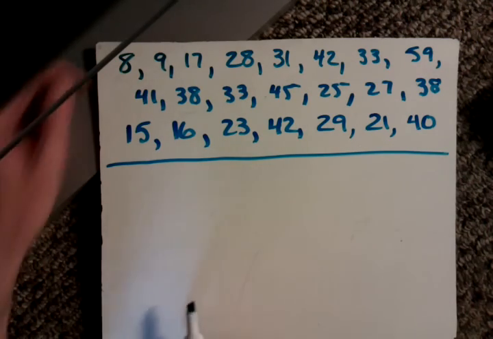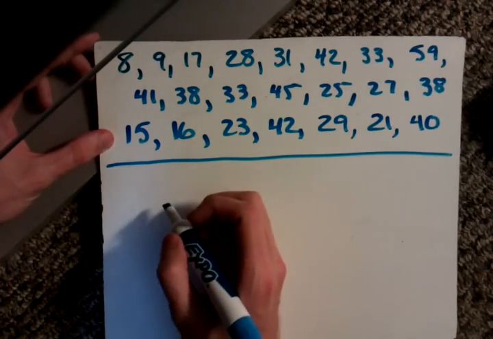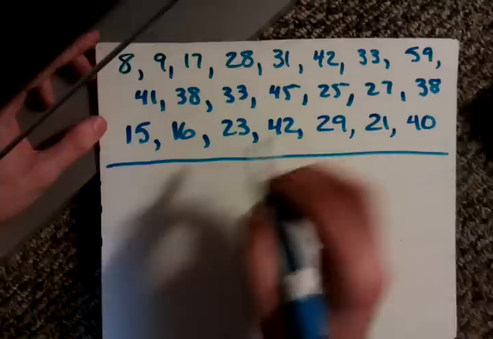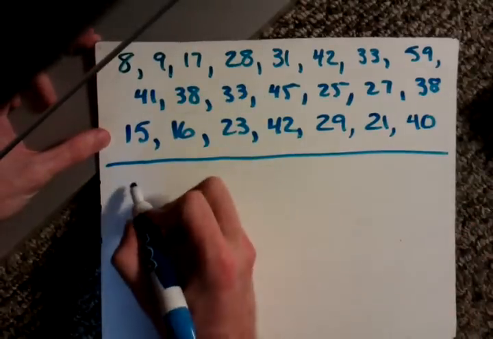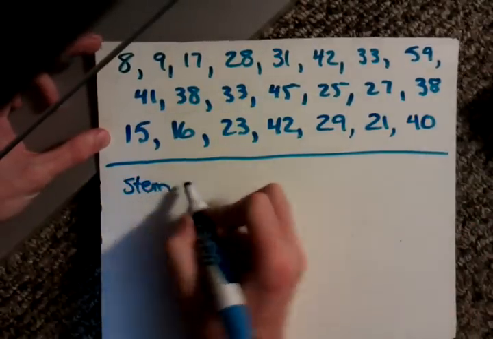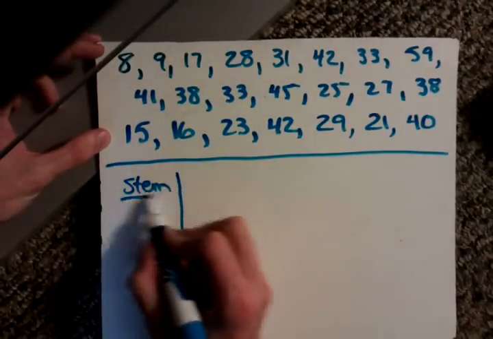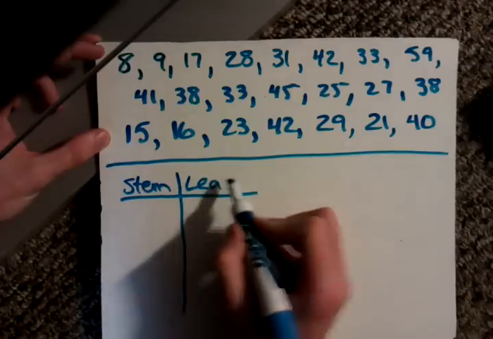So the first thing I want to do is start off by making a stem and leaf plot, because it's an excellent way to sort your data and get it in order. So we'll have our stem, and we'll have a leaf.